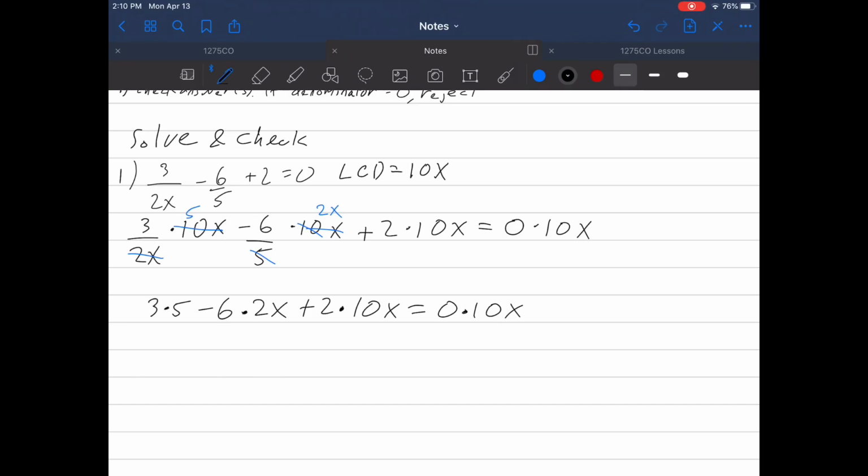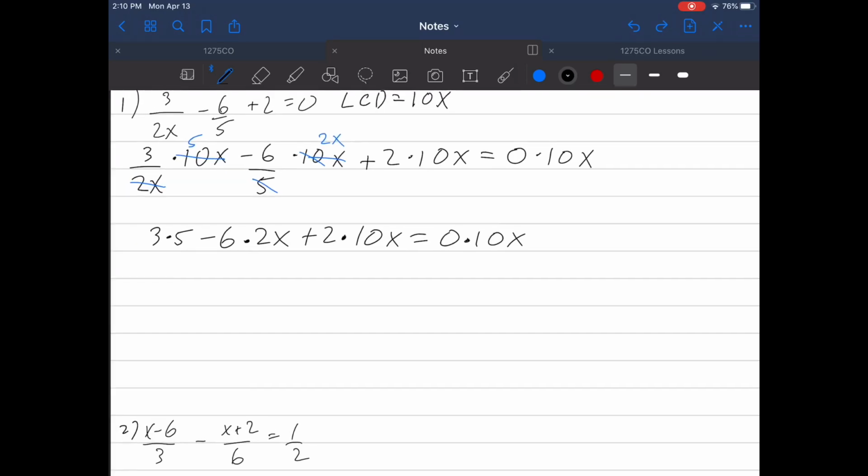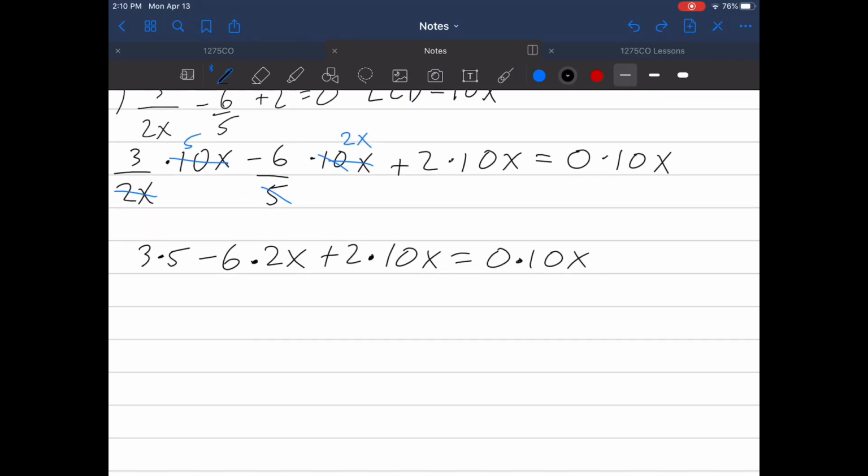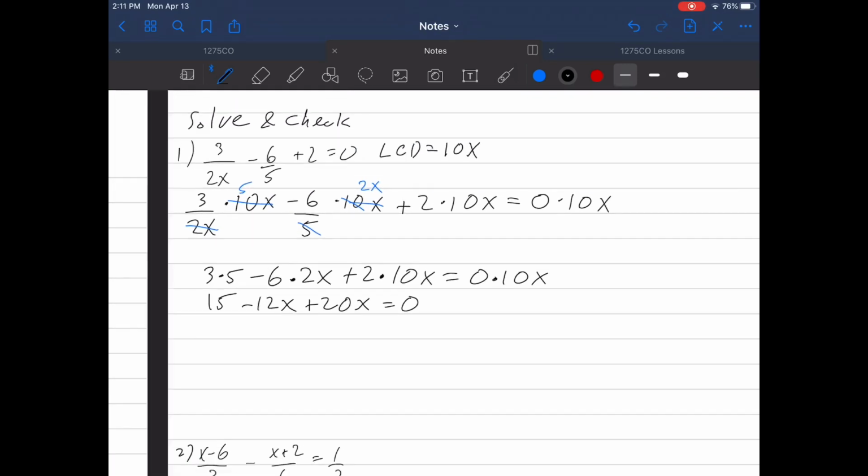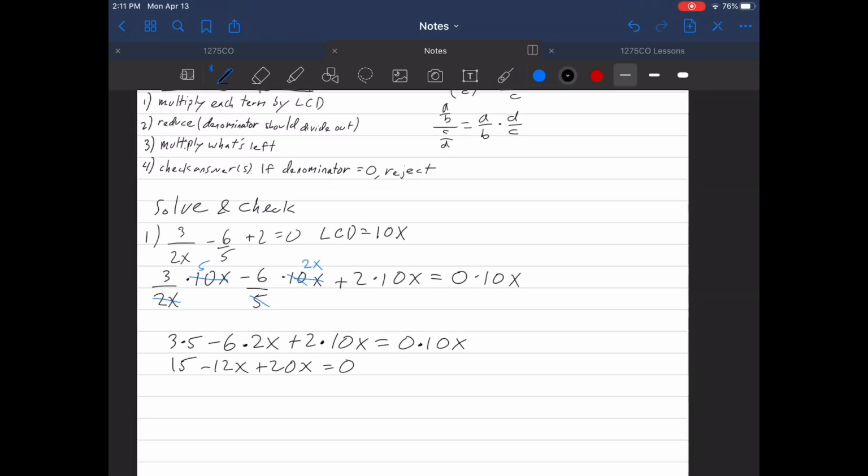All right, so we have all this multiplication to do, but all this multiplication, there's no denominator. These are not fractions anymore. These are just whole numbers. They're just regular algebraic expressions, but not fractions. 15 minus 12x plus 20x equals 0. And this is the equation that we have left to solve.